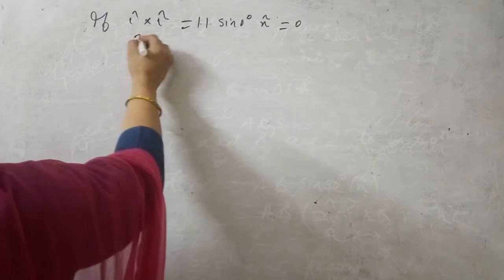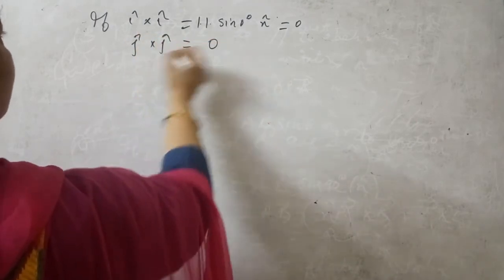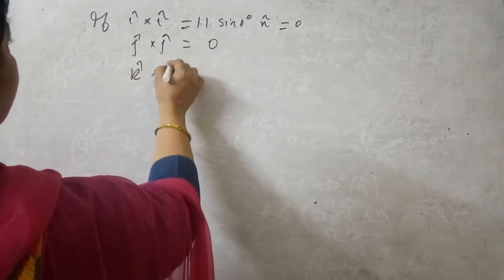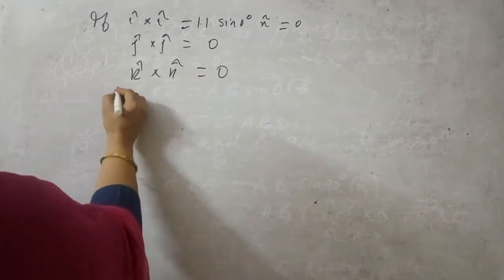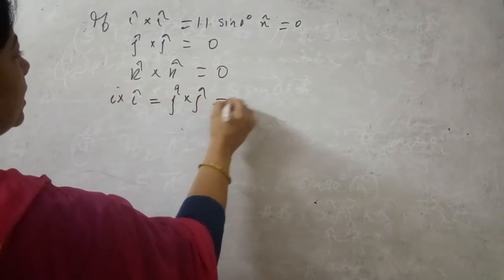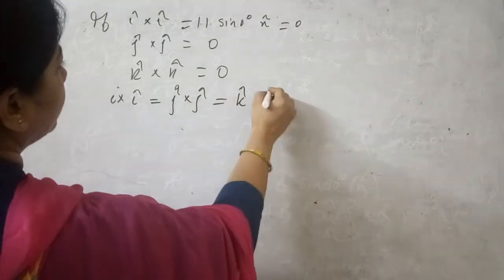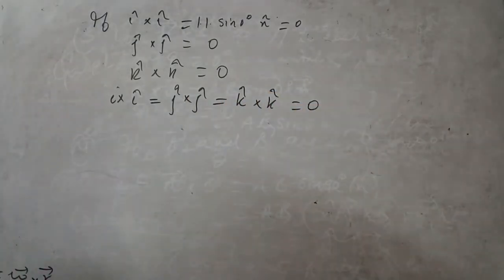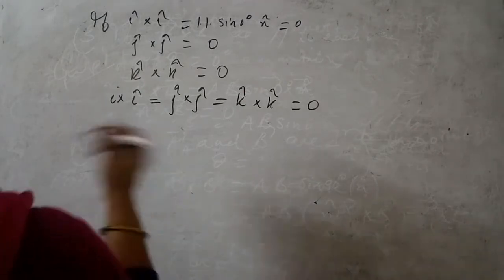Same way, j caret cross j caret is 0. K caret cross k caret is equal to 0. So we have the condition i caret cross i caret equals j caret cross j caret equals k caret cross k caret is equal to 0. Now let us take unlike vectors. This is just the opposite of what we had done with the dot product. Now let us take the opposite.